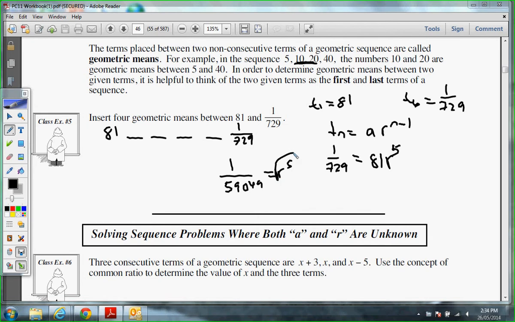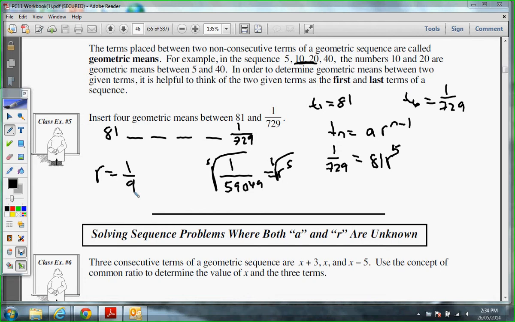And then we're going to fifth root both sides. You can try your calculator here. I'm going to try it as well. Remember, hit 5 first, then hit math, and click down to number 5 on your math button where the x root is. And then you're going to do 1 divided by 59049. And it kicks out 0.1 repeating, which is 1/9.